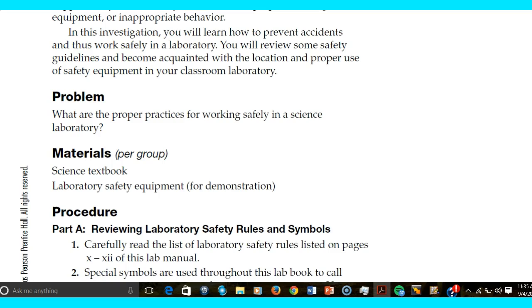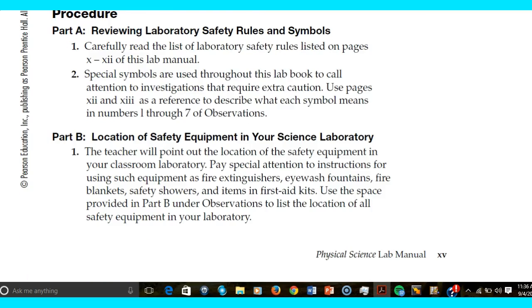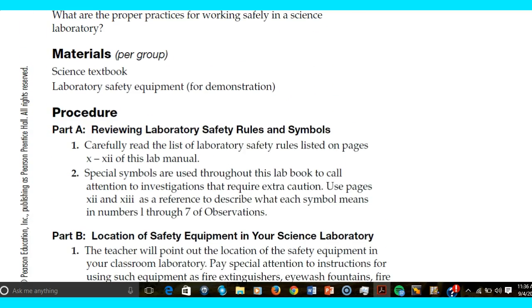What are the proper practices for working safely in a science laboratory? Please answer this question with full sentences. The materials you may use include your science textbook and/or notes. Procedure Part A. Reviewing laboratory safety rules and symbols.